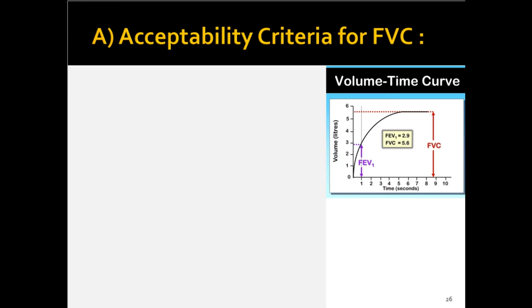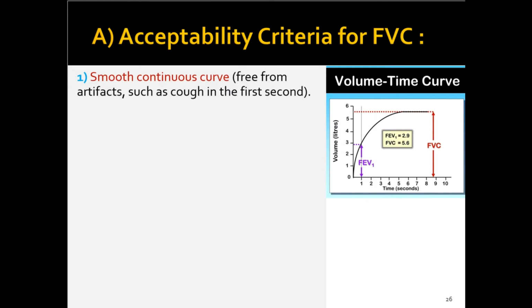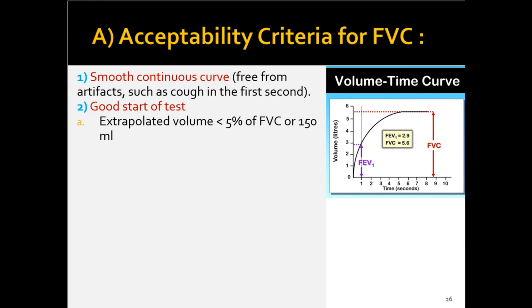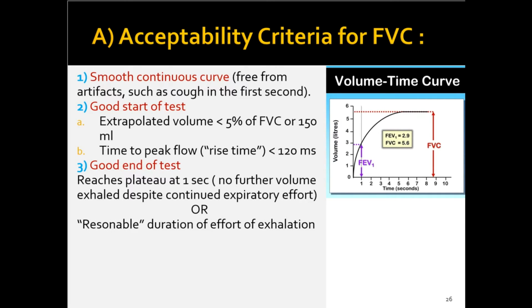A. Acceptability criteria for FVC. 1. Smooth continuous curve, free from artifacts, such as cough in the first second. 2. Good start of test. Extrapolated volume less than 5% of FVC or 150 mL. Time to peak flow, rise time, less than 120 ms. 3. Good end of test.